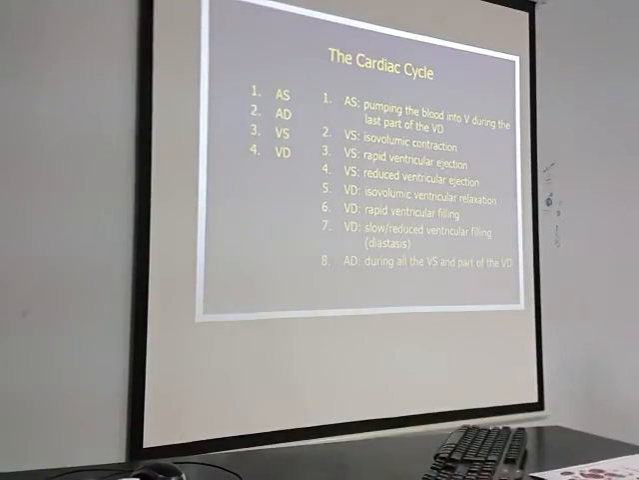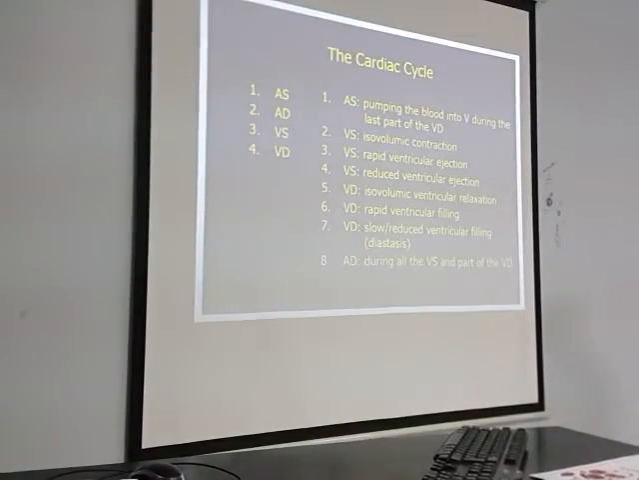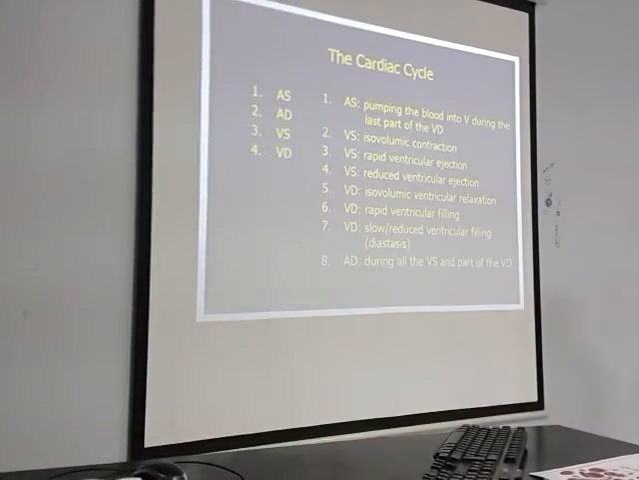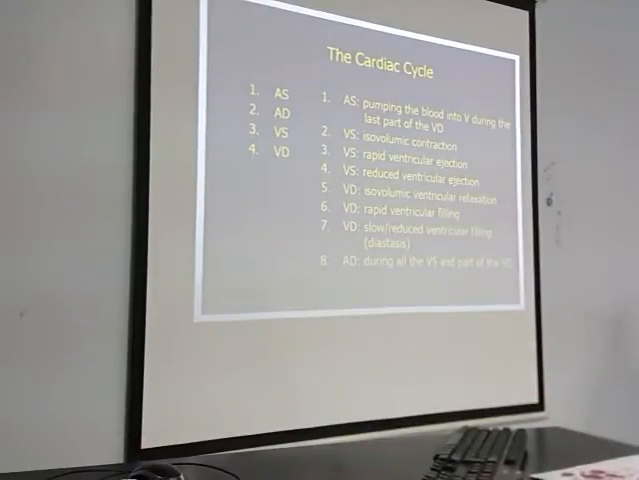They are the same names. Ventricular systole, when we are talking about systole, we are talking about contraction. So the first point is isovolumic contraction phase. Then rapid ejection, because it is contracting, so it is ejecting out blood. Then slow ejection. Rapid ejection, slow ejection. Then we come to ventricular diastole.